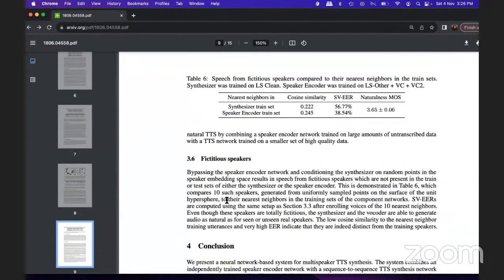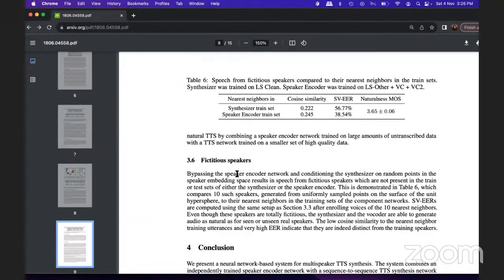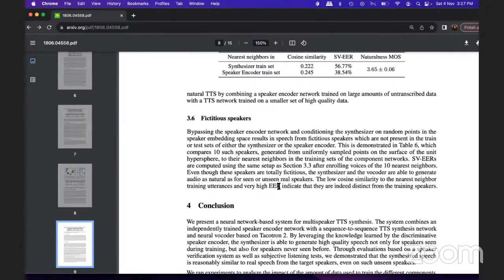And they also bypass the encoder model here. They bypass the encoder model and just use the text to the phonemes part and put that into the synthesizer model. And they found out that even with a fictitious speaker, they are able to synthesize a new voice altogether without a reference for the model to look to. So just using the synthesizer and the vocoder alone, they're able to generate an artificial voice. So this is basically what this paper is about.